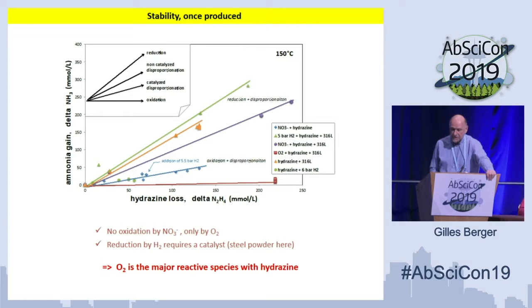Well, another question is, once produced, what is the stability of hydrazine with respect to other aqueous species? We experimented with several assemblages to test several pathways, and I report here the production of ammonia against the loss of hydrazine. I will not detail all these experiments. The idea is to distinguish between different pathways: the pure oxidation, the pure reduction, and the disproportionation here. The conclusion is that the oxidation of hydrazine is easy by aqueous oxygen only, not by nitrate, for example. And even its reduction by hydrogen is not easy. It requires a catalyst. So oxygen is a more reactive species than hydrogen in a natural environment.